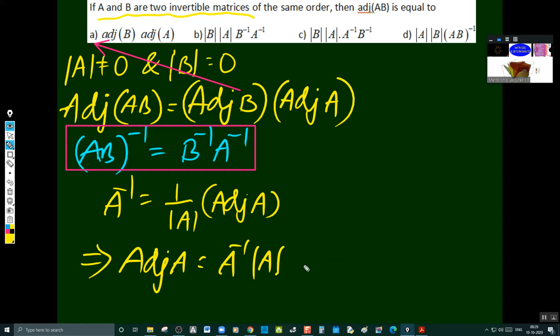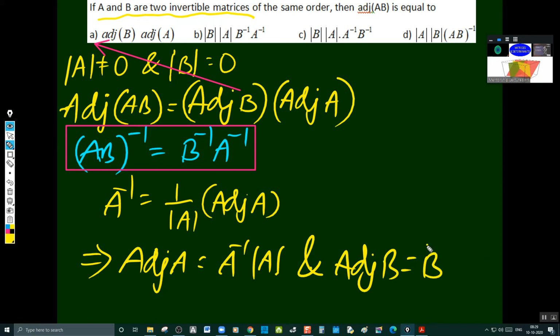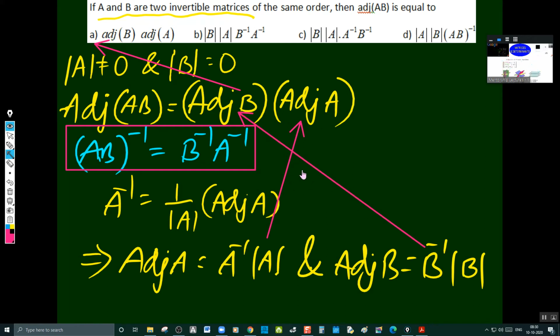And similarly, you can say what will be adjoint of B. Adjoint of B is B inverse into det B. So if you replace the first result with these two, I'd like to show you like this. Instead of adjoint A, you write A inverse into det A. Instead of adjoint B, you write B inverse into det B. Then what do you get? B inverse det B into A inverse det A.